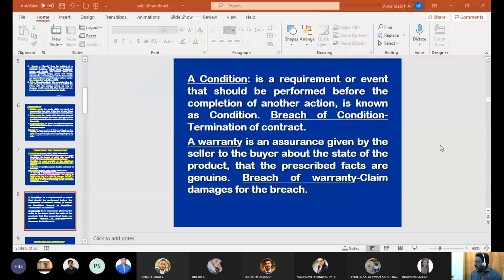Express condition, you can see in the user manual of the vehicle. Suppose when you buy a car, everything is properly written down. That is an express condition. The warranty card, what is given in black and white, that is called express warranty.